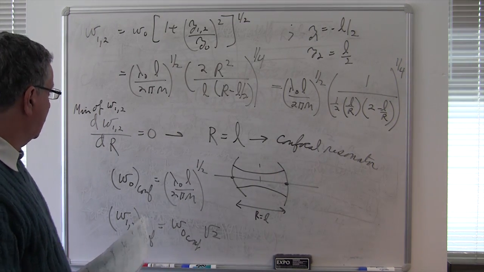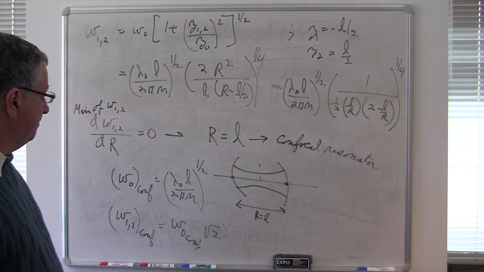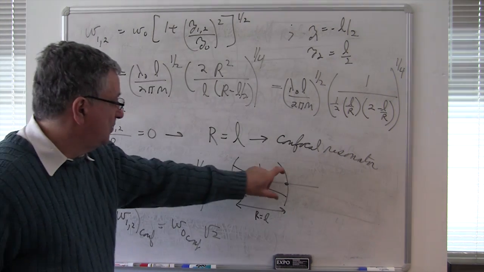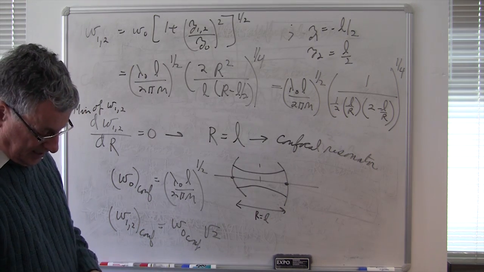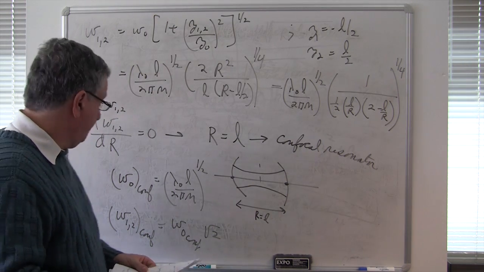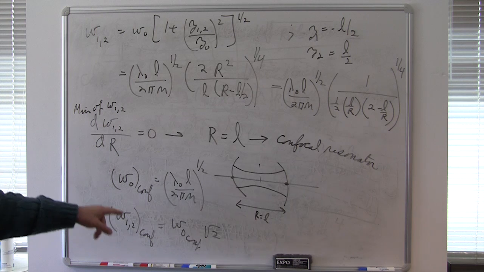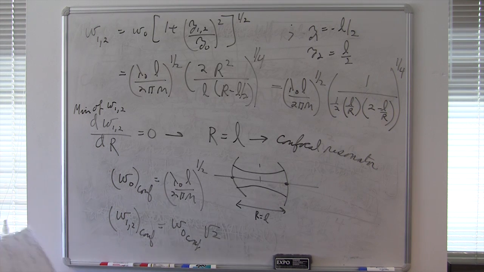So in the case where R is equal to L, this is when you get the minimum spot size on the mirror. Okay? So this is given by just doing the arithmetic.